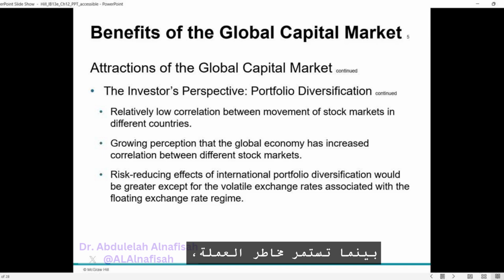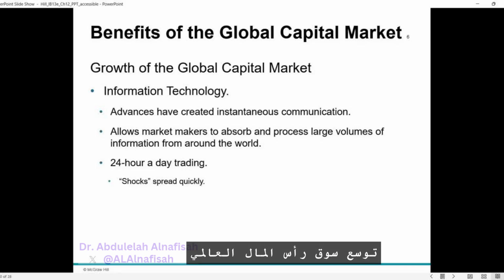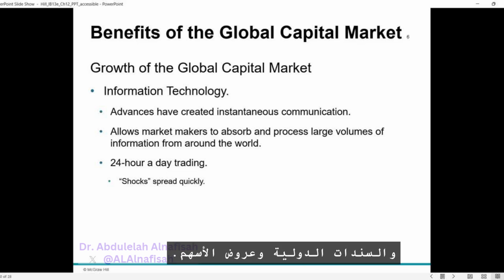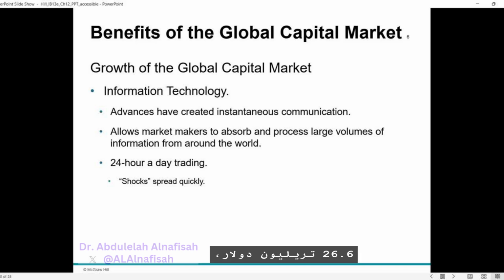While currency risks persist, the potential to reduce volatility through international diversification remains significant for global investors. The global capital market has expanded significantly, with data indicating substantial growth in cross-border bank loans, international bonds, and equity offerings. By late 2010, cross-border bank loans reached $532.4 billion. International bonds totaled $26.6 trillion, and equity offerings hit $750 billion.